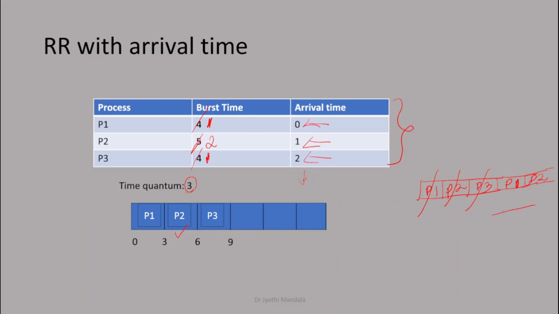What I'll do, I'll continue the queue here. P3 will be added here. Right? So it has been done. Now which process will be there? Our P1 process is there, which requires only 1 second. That's why from 9 to 10 it has been executed, which requires only 1 second.